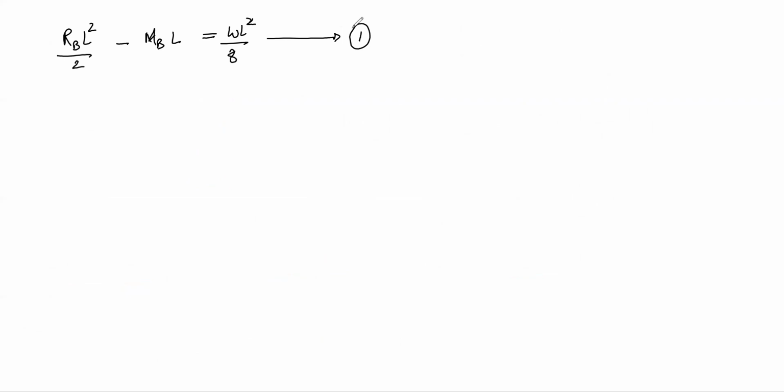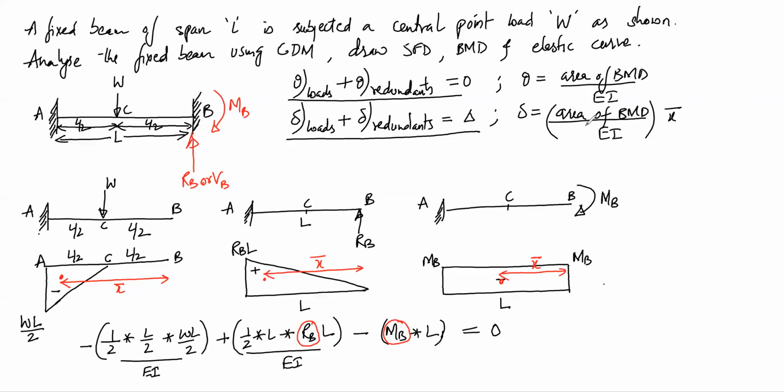Now applying the second compatibility equation, that is area of BMD into X bar for all the BMDs, we get another equation. So here area of BMD will be half base into height, and the centroidal distance is 2/3 of L by 2 plus L by 2. And for this case, it will be half base into height, area of BMD, and the centroidal distance will be 2/3 of L. And for this BMD, area will be L into MB, and the centroidal distance will be L by 2.